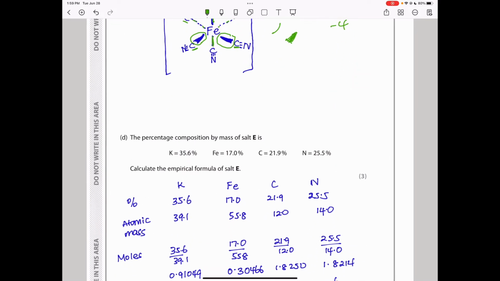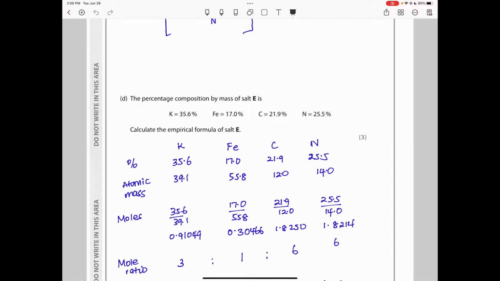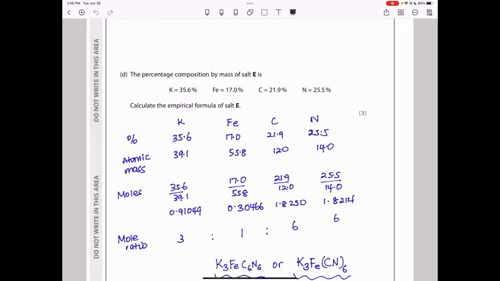It says the percentage composition by mass of salt E is given. So here we have the different percentages for potassium, for iron, for carbon, and for nitrogen. They say calculate the empirical formula of E. What we need to do here is position all the atoms given: potassium, iron, carbon, and nitrogen. Then you get their percentages. Here we have 35.6, 17.0, 21.9, and 25.5.